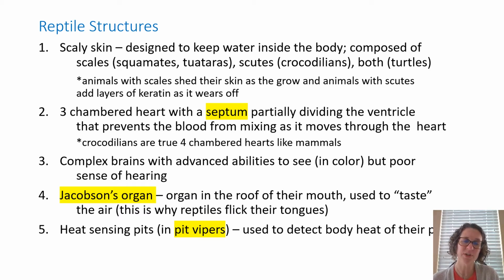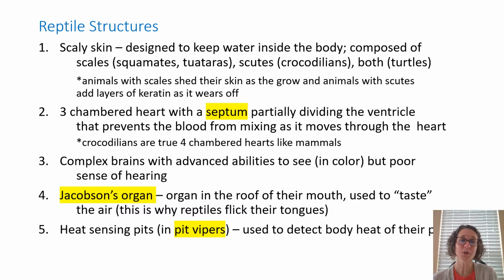There is an exception, of course, because there always are, but crocodilians are actually 4-chambered animals, just like mammals, just like you. And in general, that's probably one of the reasons that they can become so much bigger. They're a little more efficient in their blood circulation.